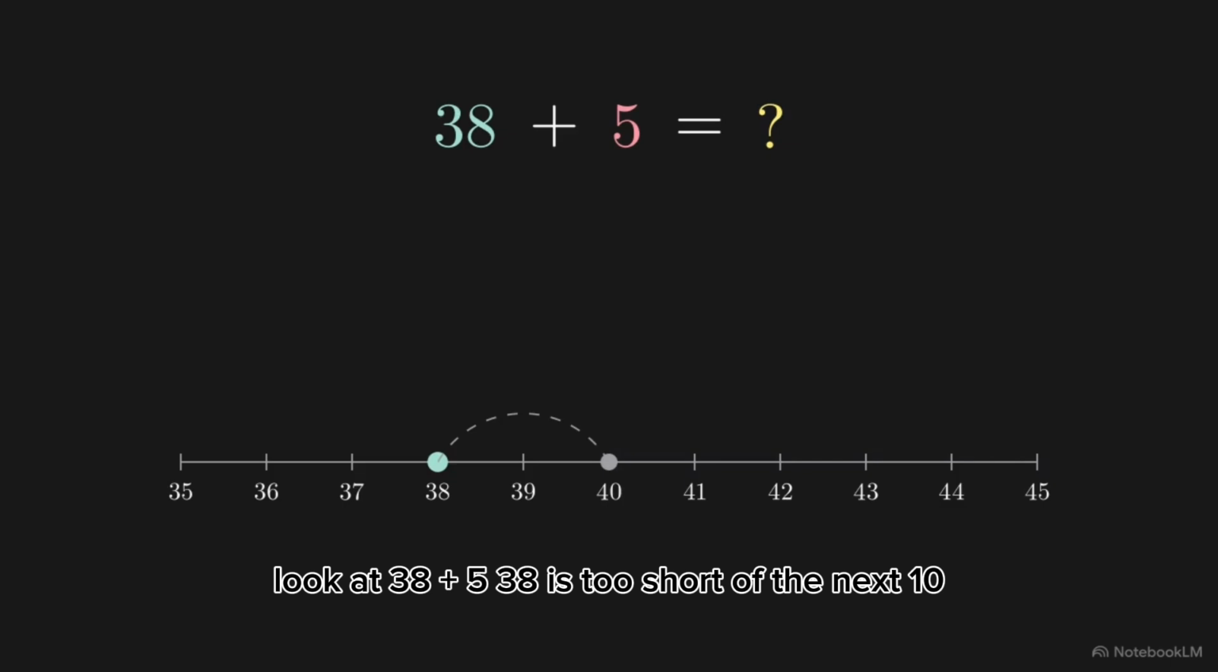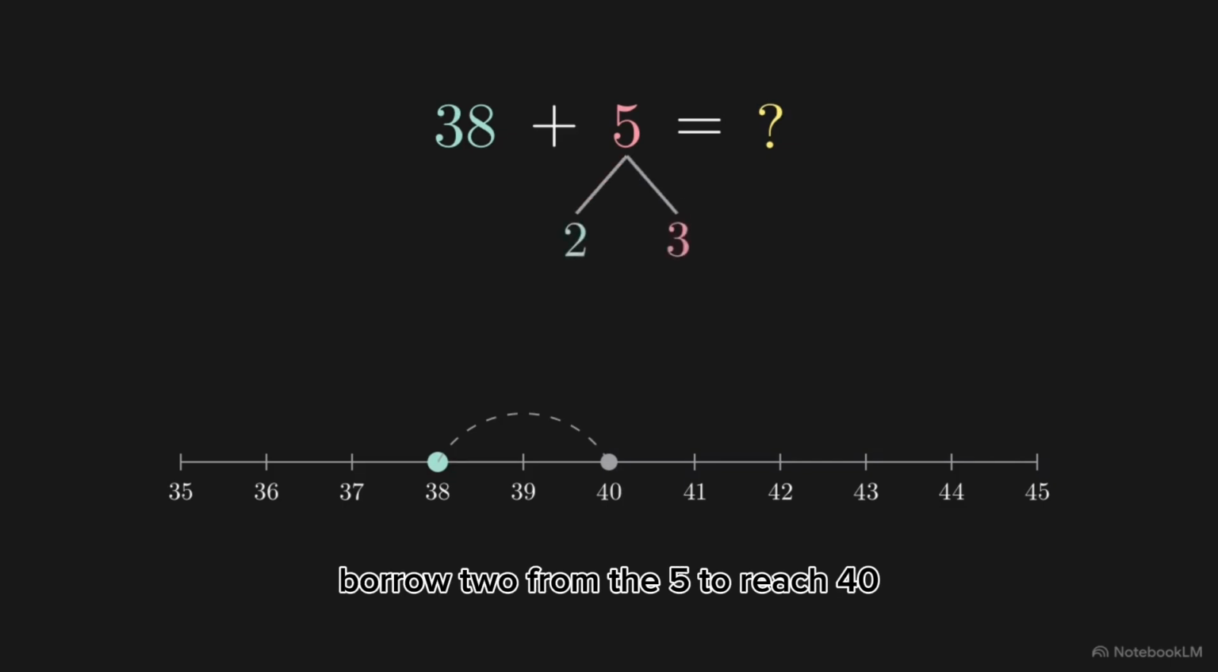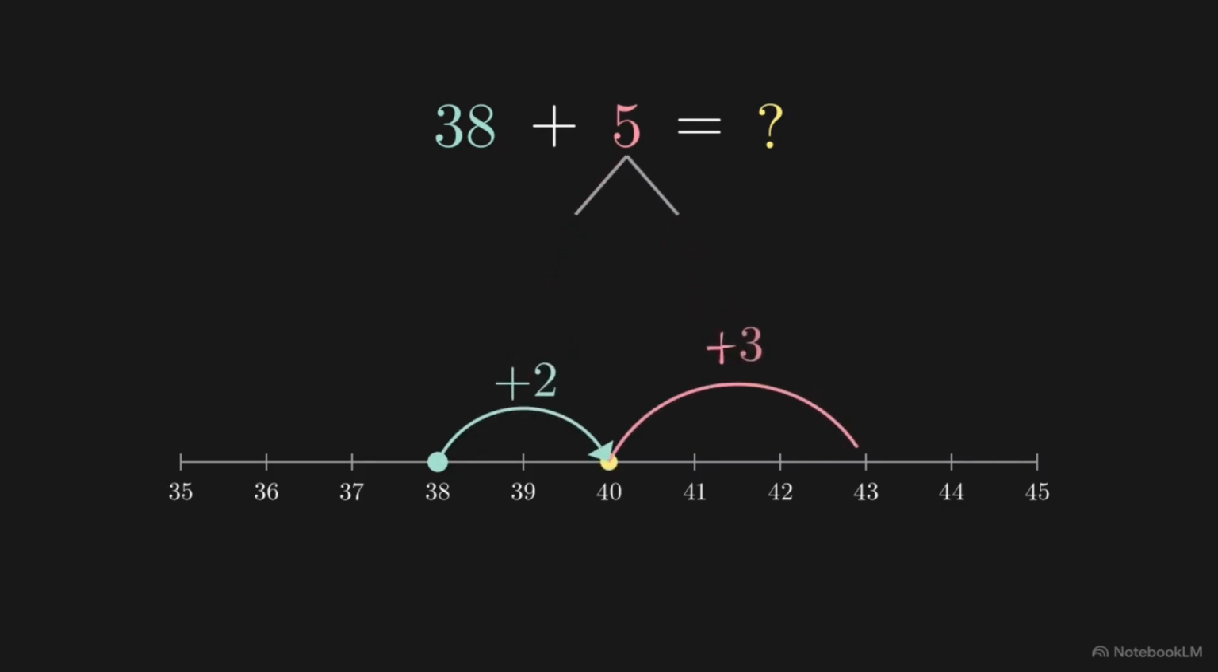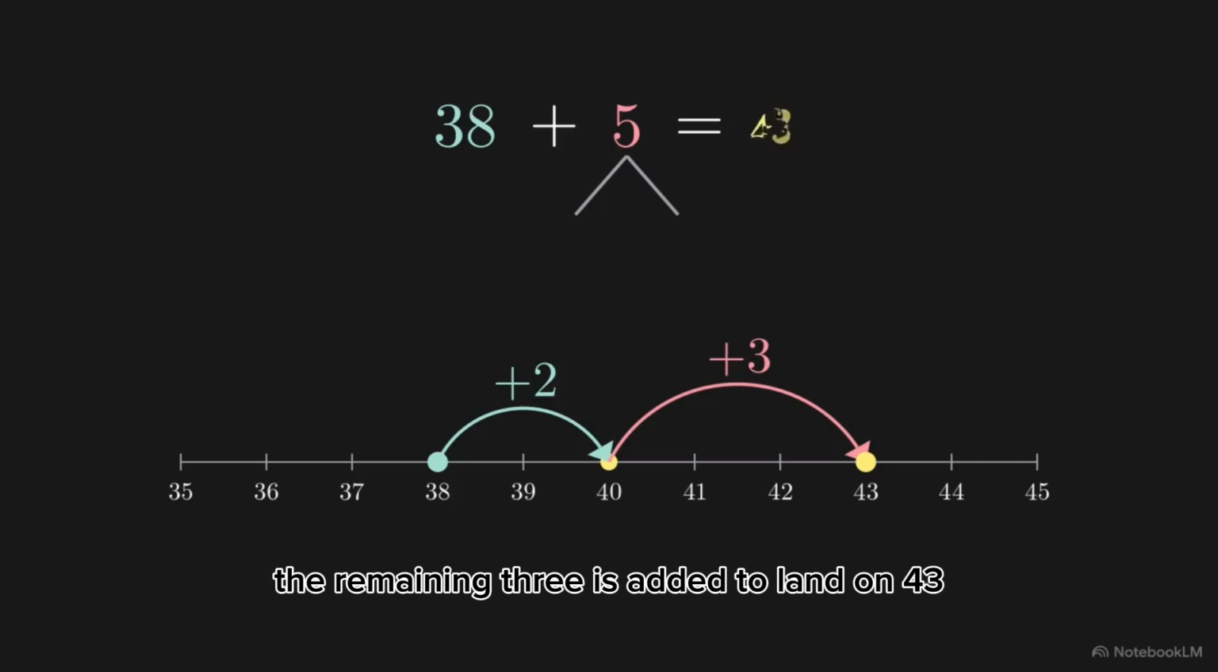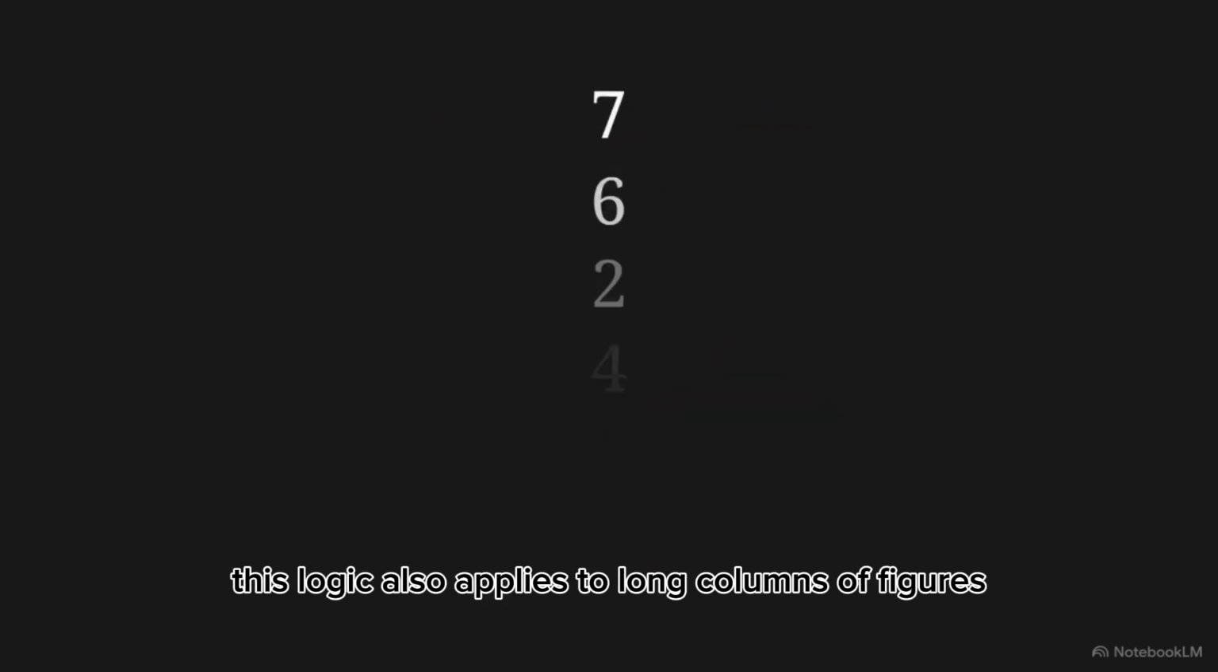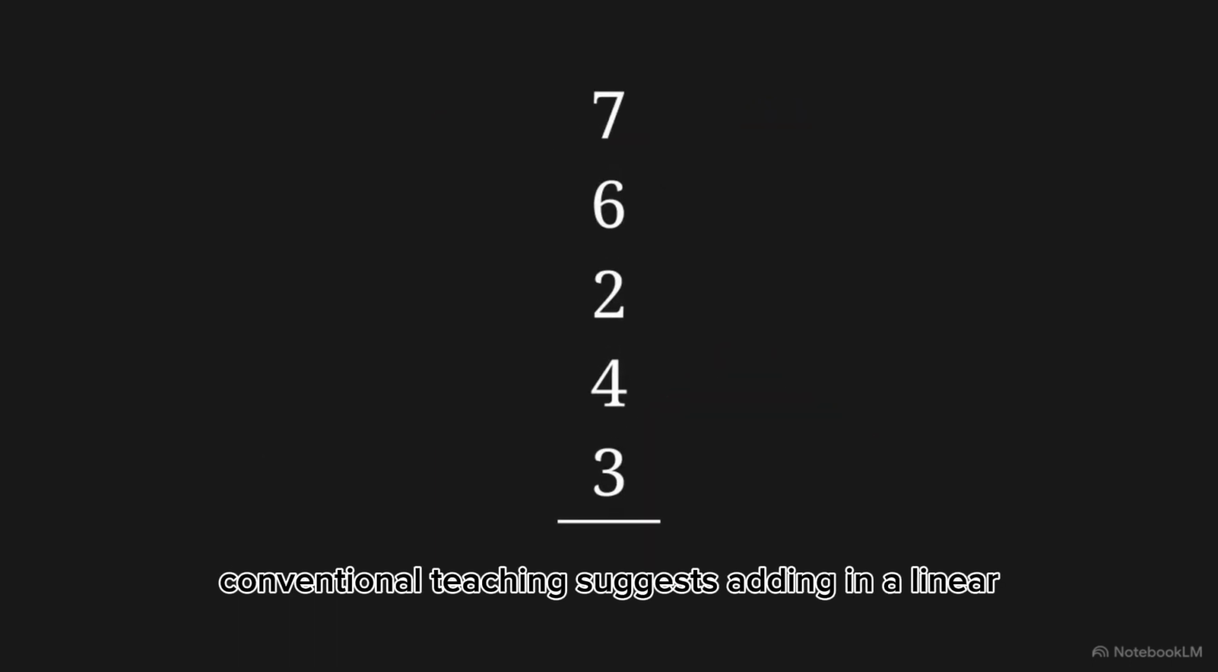Look at 38 plus 5. 38 is too short of the next 10. Borrow 2 from the 5 to reach 40, the remaining 3 added to land on 43. This logic also applies to long columns of figures.